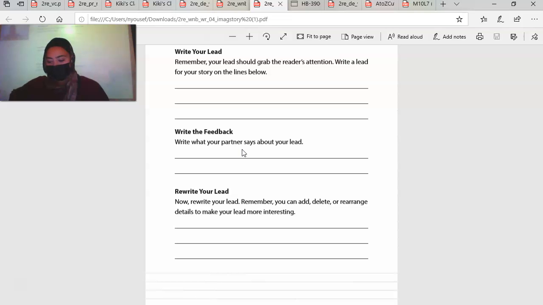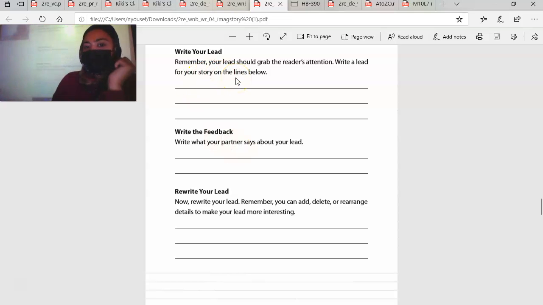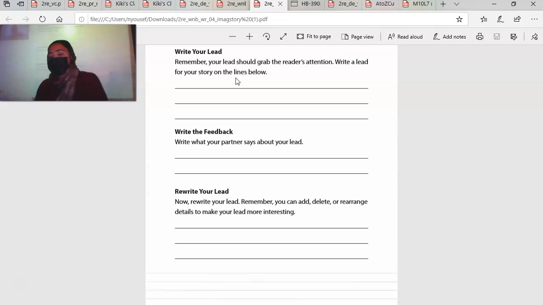I want you guys to take out this paper. It should be inside of your writing notebook. It says 4.8 at the bottom. It says my lead sentence. Okay, I want you guys to take that out and let's look at it. It says, remember, your lead should grab the reader's attention. Write a lead for your story on the line. Yesterday we talked about leading sentences, right? And how it gets people excited to start reading. It has a lot of action in it.